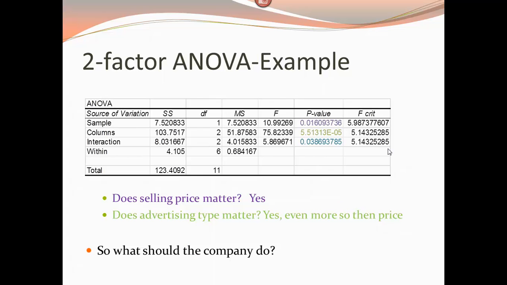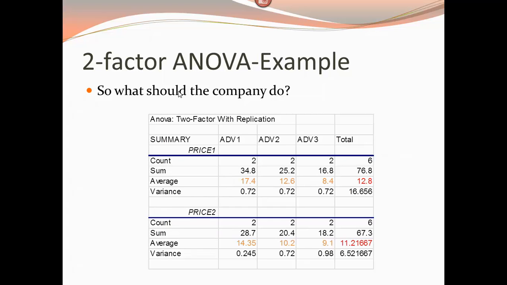So does sales price matter? I'm looking at that p-value. It's less than 0.05. So yes, sales price does matter. Sales price is going to be that sample. That was the rows. And be really careful when you do this two-factor ANOVA with replication. It's going to ask you for the number of rows per sample. So that was recognizing that there were those 2 prices. And then columns is advertising type. Does advertising type matter? Yes, and we find that it matters even more so than the price does.